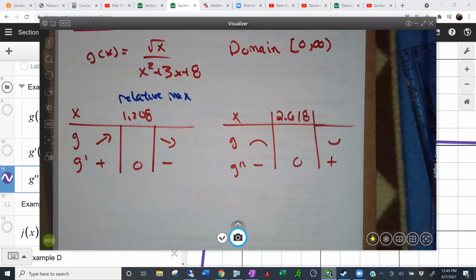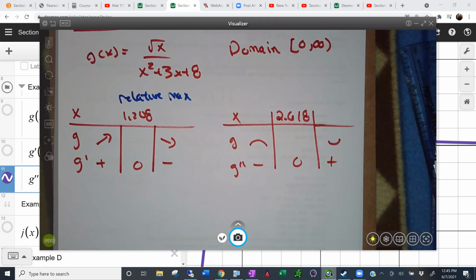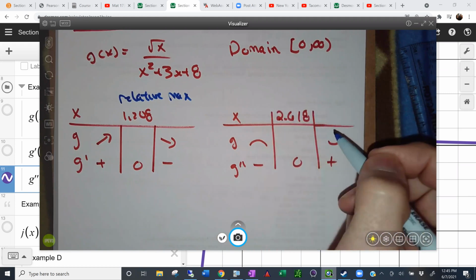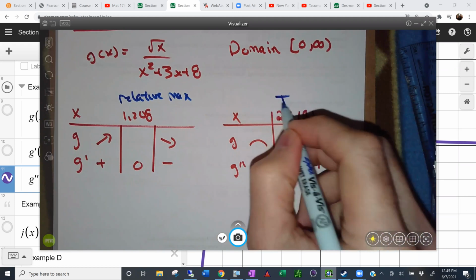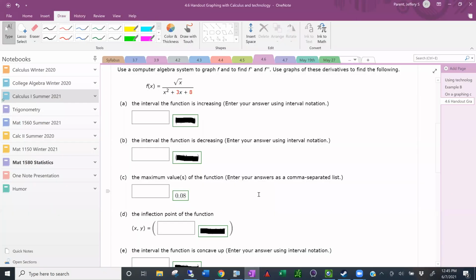That tells me something special about this point. What does it tell me about that point? Inflection point. Perfect. Thank you, Sandy. It's an inflection point. Nice. And with these two charts, you can answer all these questions.